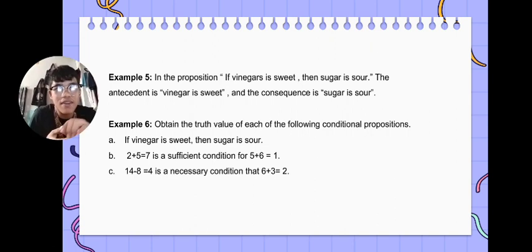In the next example, 14 minus 8 equals 4 is a false proposition, because we know that 14 minus 8 is not equal to 4. Note that while 14 minus 8 equals 6, the 6 plus 3 equals 2 is a true proposition, as 6 divided by 3 is a true proposition. Thus, the conditional of the compound proposition is true.